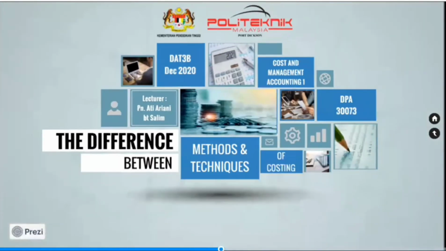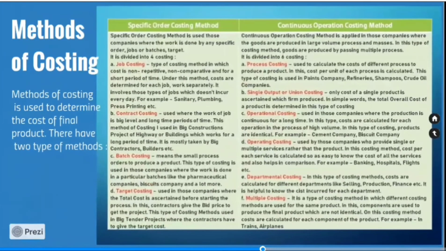Hello, I'm Sira and I want to talk about method of costing. Method of costing is used to determine the cost of the final product. There are 2 types of method. Remember, the first one is specific order costing method and the second one is continuous operation costing method. Specific order is divided into 4 costing and continuous operation costing is divided into 6 costing.